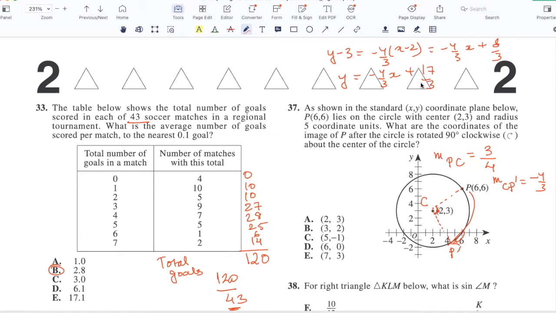Okay, and this line intersects the circle at point P dash. So that's one way to find it. But let me see if there is a faster way to do it.